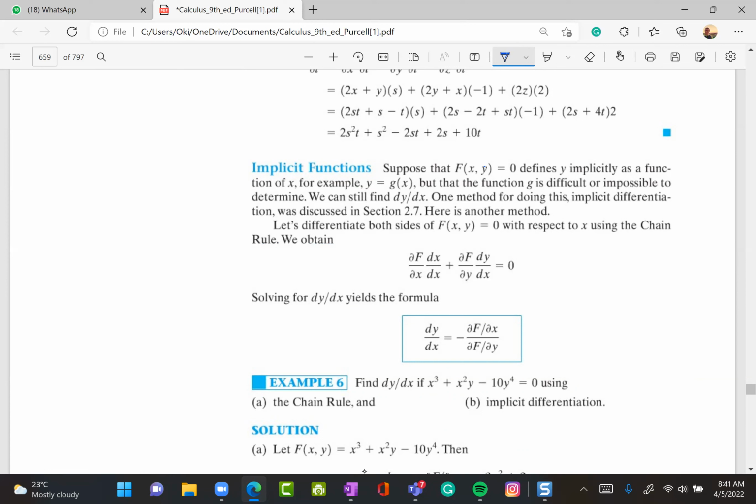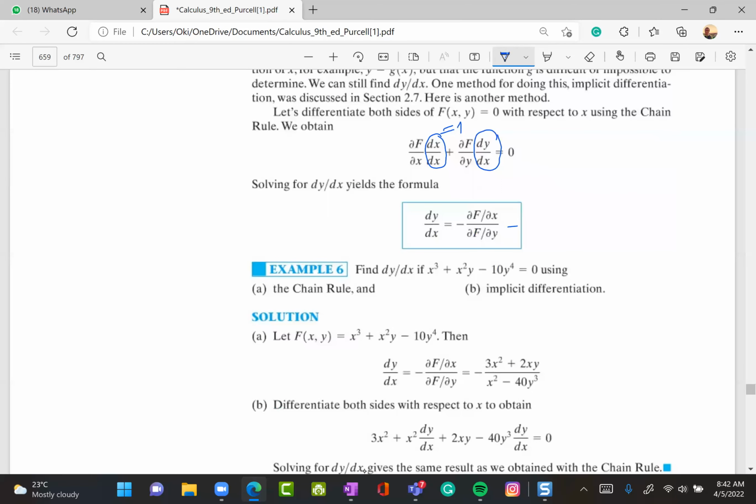So let's take this derivative with respect to x. So df dx times dx dx, plus df dy times dy dx. Solving for dy dx, you get df dx, since dx dx is 1, so dy dx equals minus df dx over df dy. So this is another chain rule.